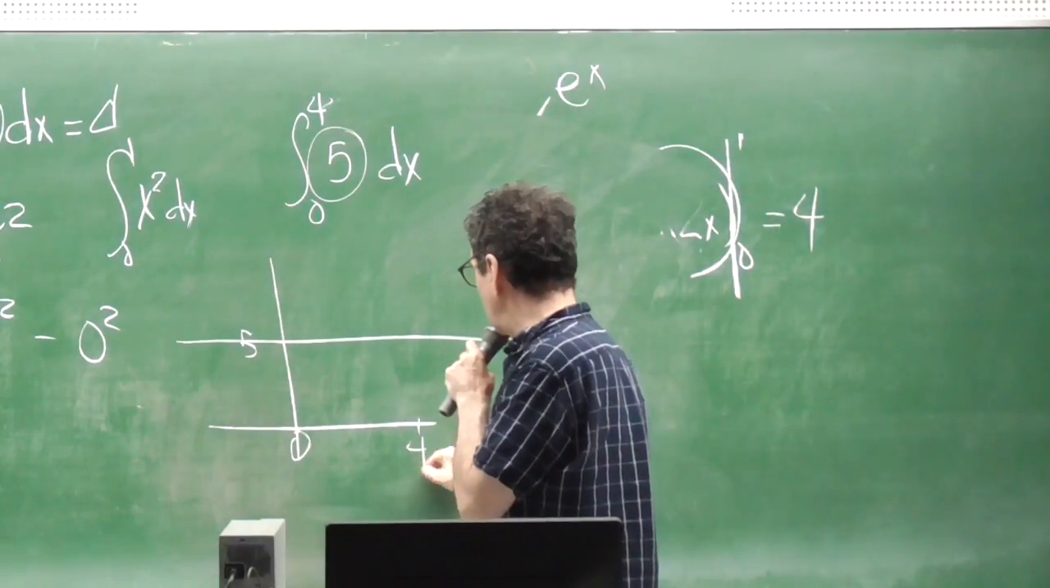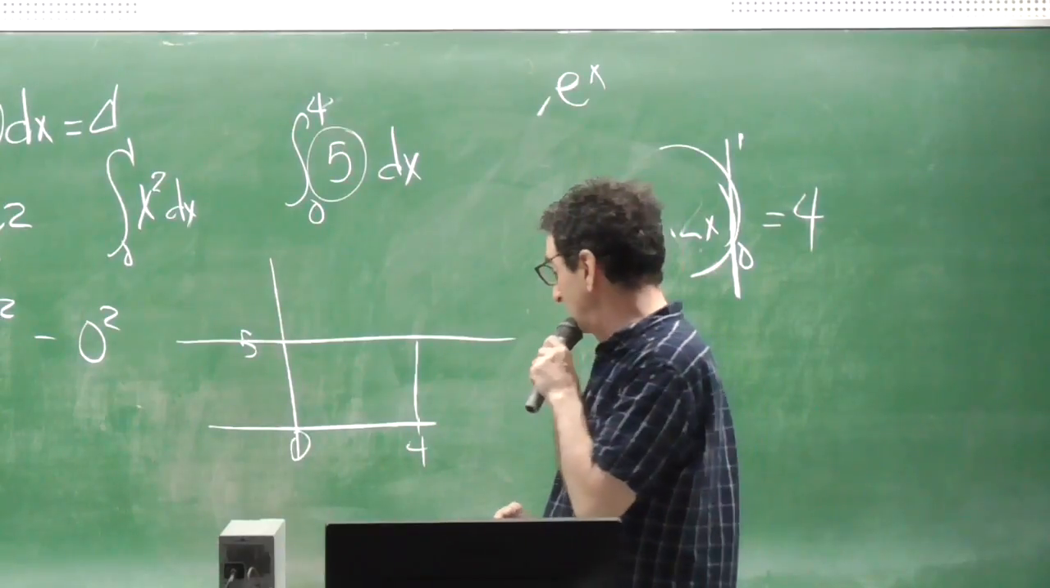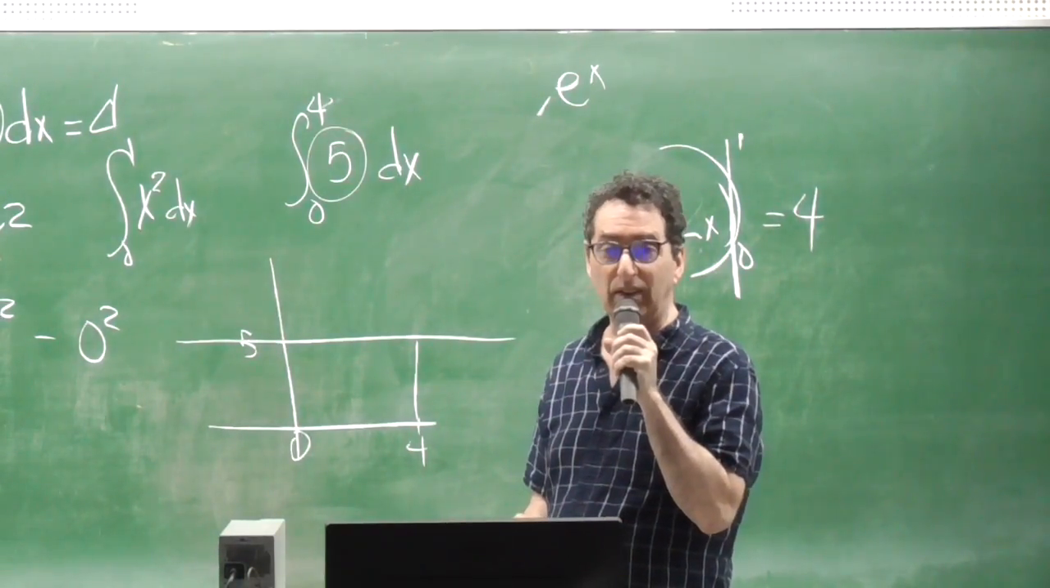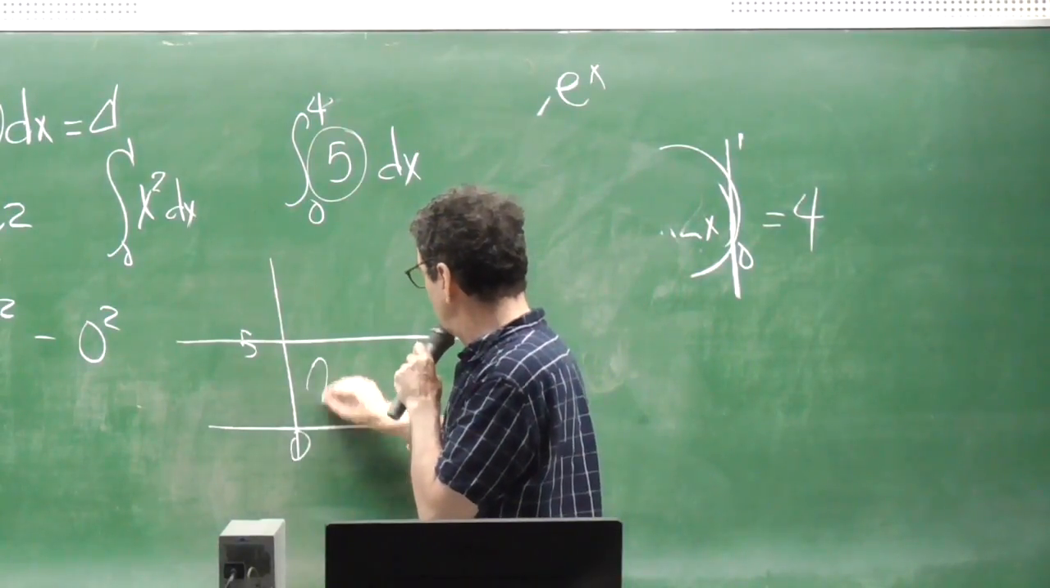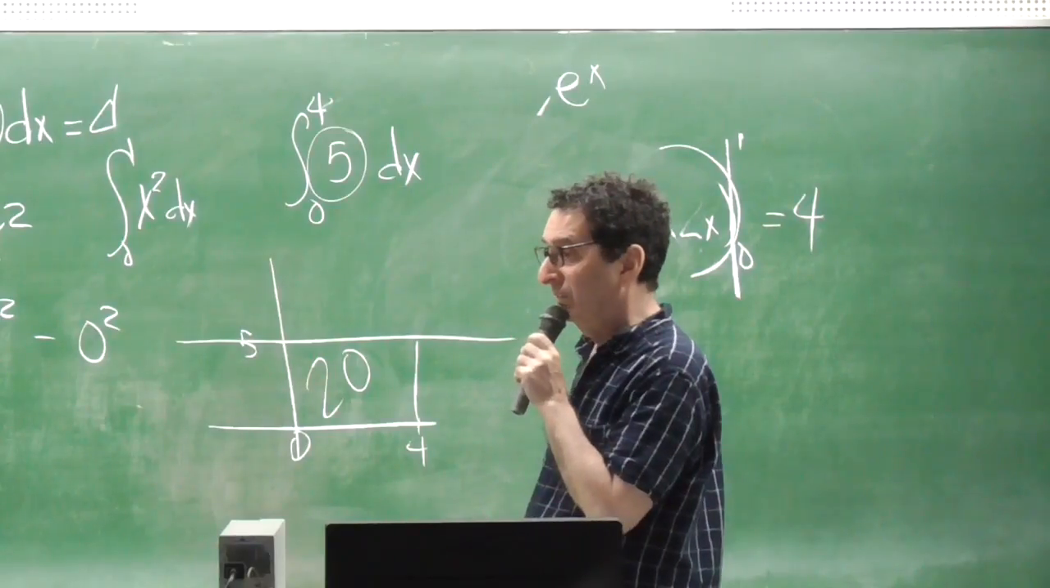0 and 4, what's the area? Everybody knows that, right? It's just what? 4 times 5, which is 20, right? The area is 20, right? Now let's try this rule.